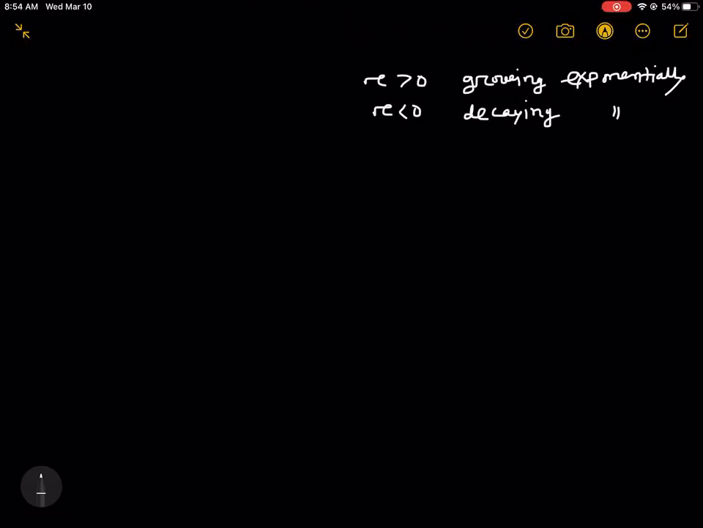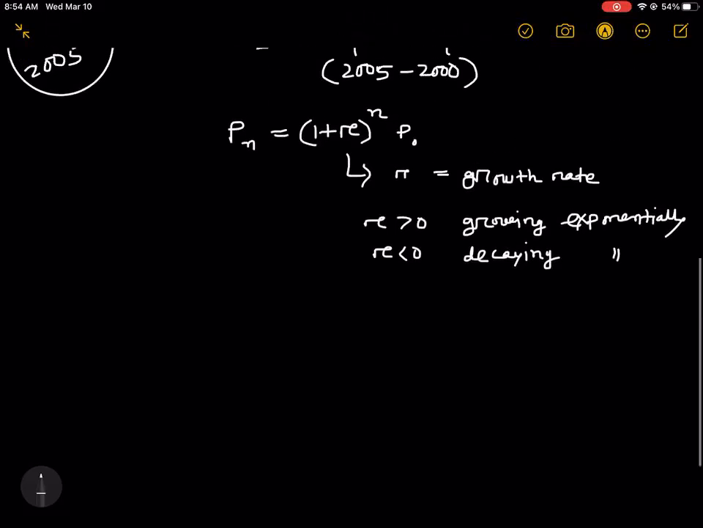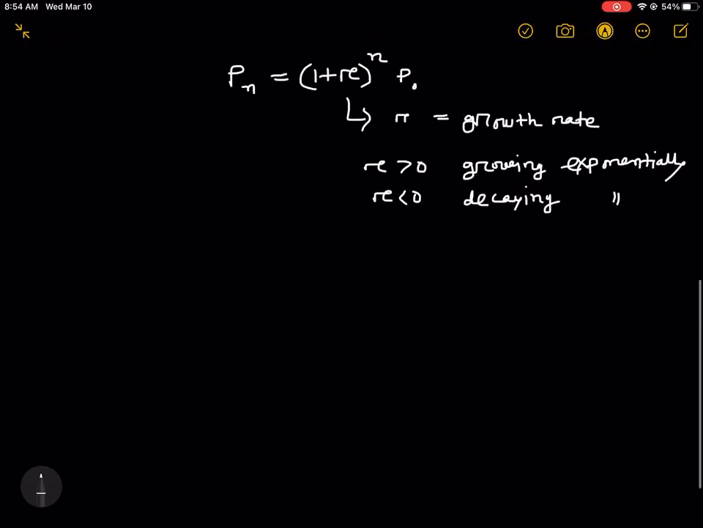Okay, so now let's just start solving it. So it will be Pn equals (1 plus r) to the n, times P naught.